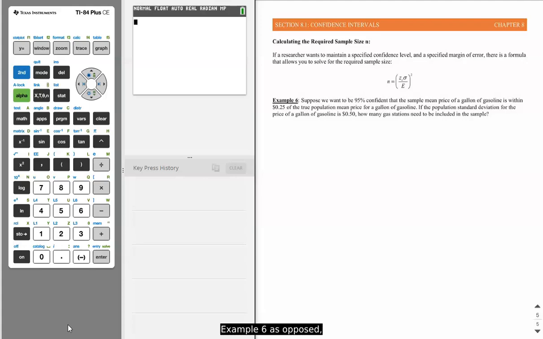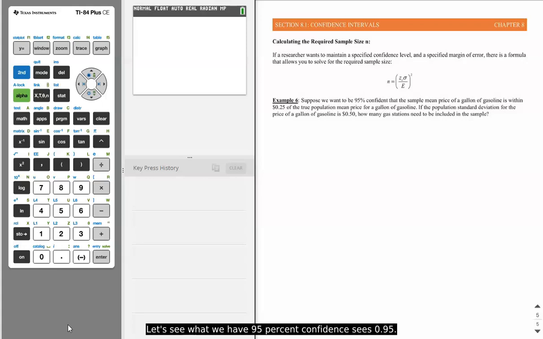So example 6 says, suppose we want to be 95% confident that the sample mean price of a gallon of gasoline is within 0.25, or 25 cents, of the true population mean for a gallon of gasoline. If the population standard deviation for the price of a gallon of gasoline is 50 cents, how many gas stations need to be included in the sample?